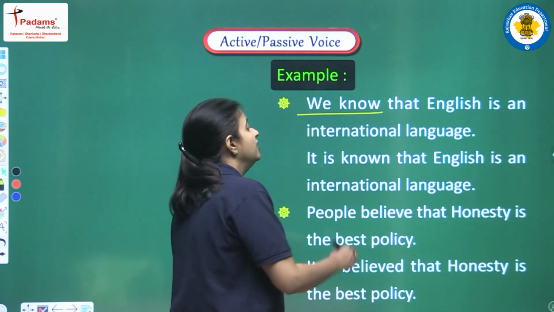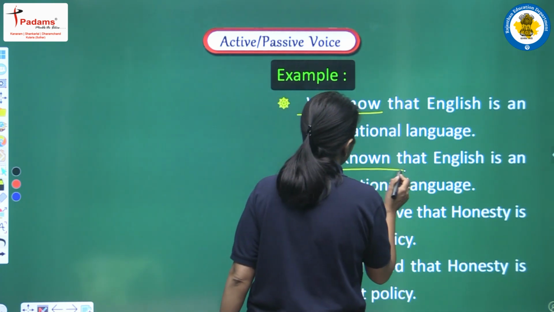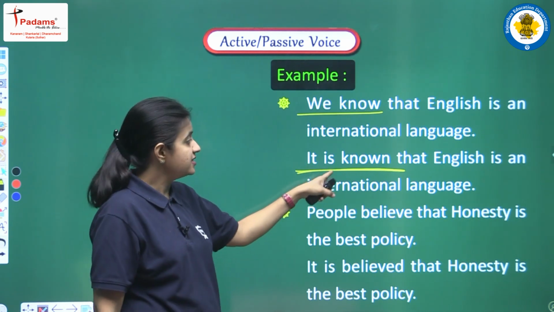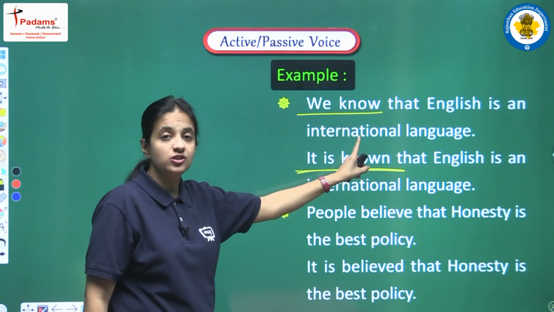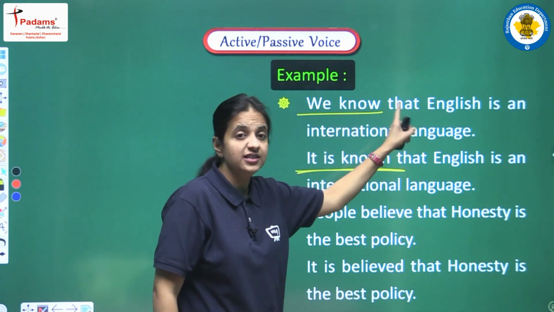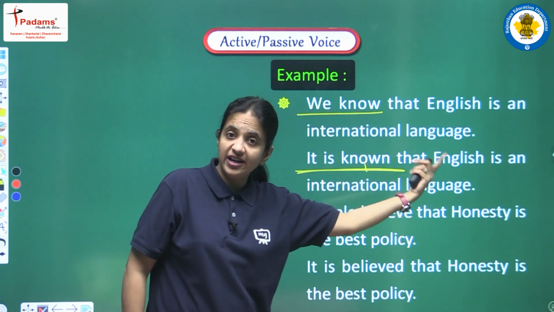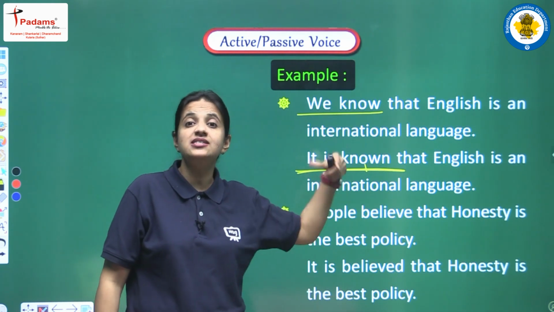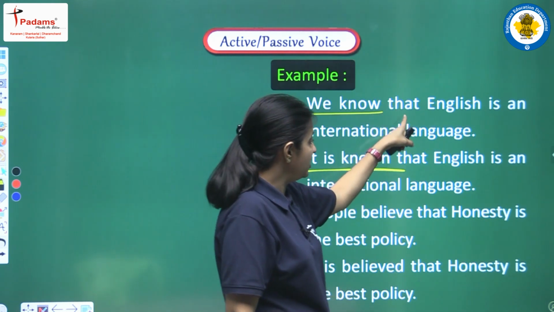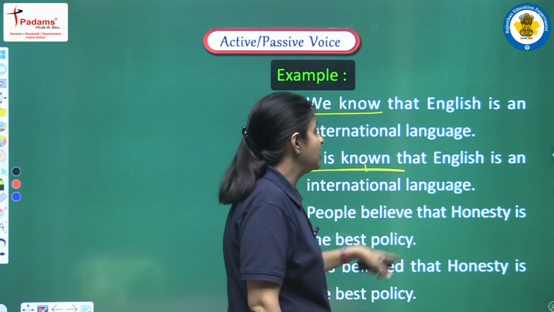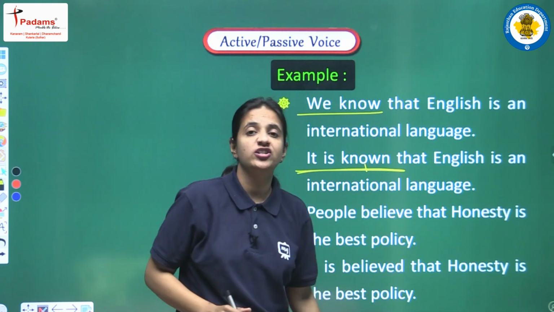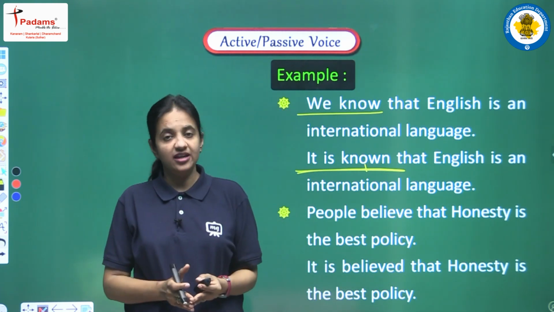So what will it be? It will be: it is known. Our passive voice will start with it is and the third form of know, that is known. After that we have to write the same sentence. The subordinate clause will be there as it is, no change will be there in the subordinate clause. So after that we will continue with the same sentence and we will write: it is known that English is an international language. Okay, got it?